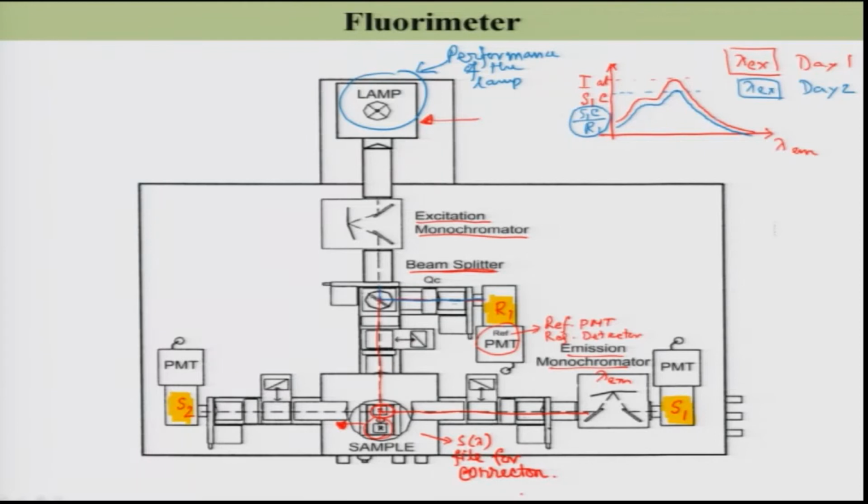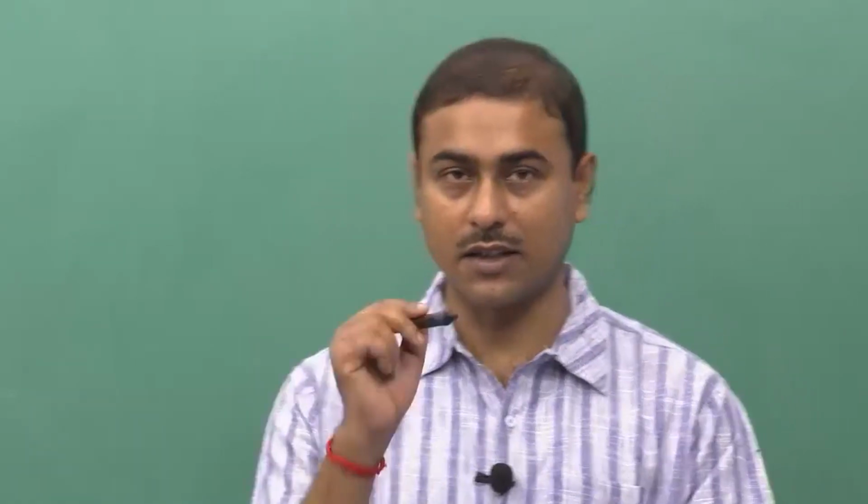including the intensity, not only the shape, but also the intensity. Although initially I said that intensity quantum yield is better than intensity, but sometimes you also need the intensity for everyday life. So, while measuring the emission spectra, make sure that you are following this convention S1C by R1, right.